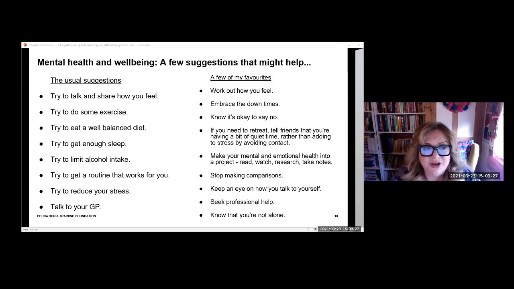If you need to retreat, now I know this is something I've done at various times through my life where it's just been too much and I've just wanted to not go out, not see, I mean, we don't have the choice now, but not see friends, not get involved. I've learned that if I need to retreat for a while, saying to my mates, look, I'm having a bit of quiet time. I don't want to go out. I'd rather just be at home and do my thing.